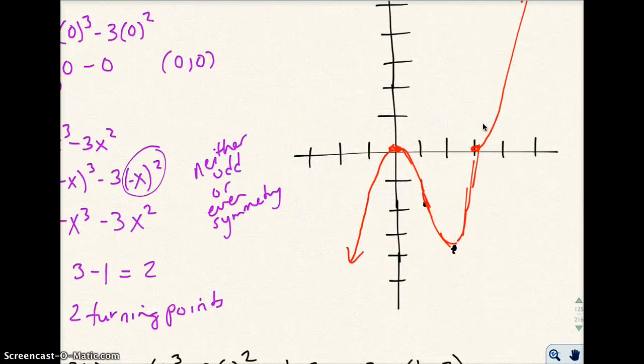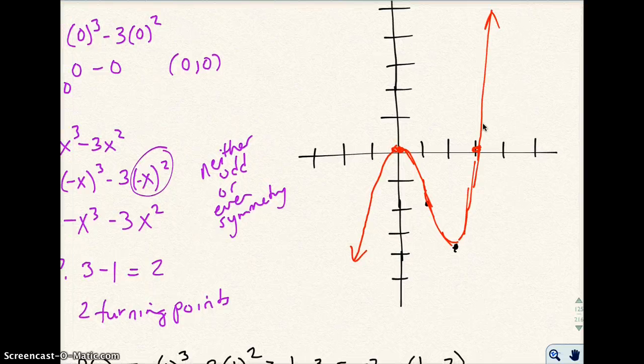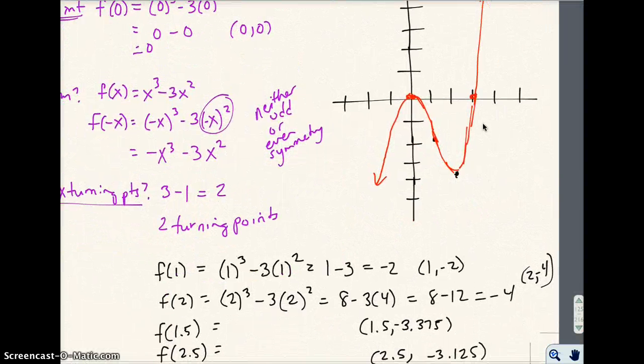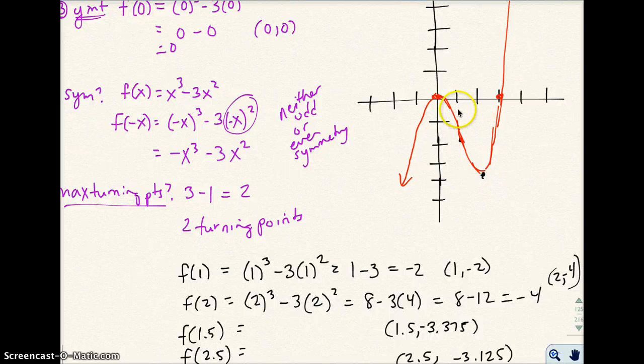I'm going to write this. It's kind of weird there. Okay, so if we look at this carefully, do you notice I have 2 turning points, like I said I would. There's no symmetry. My X-intercepts are 0, 0, and 3, 0. At 0, 0, it touches it and turns around. At 3, 0, it goes through it.